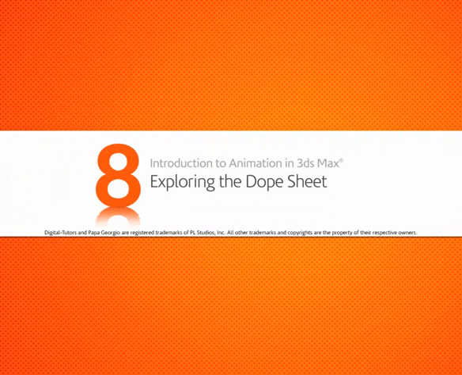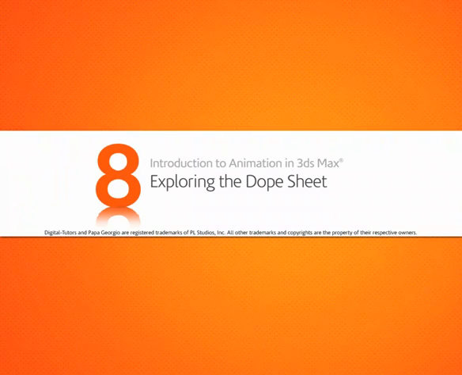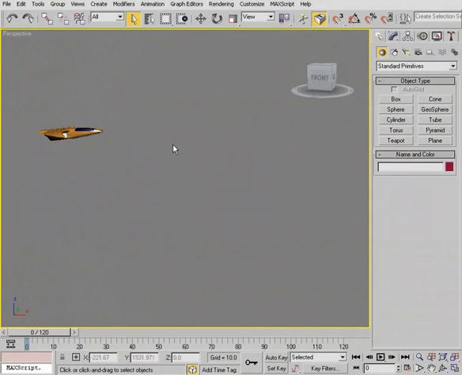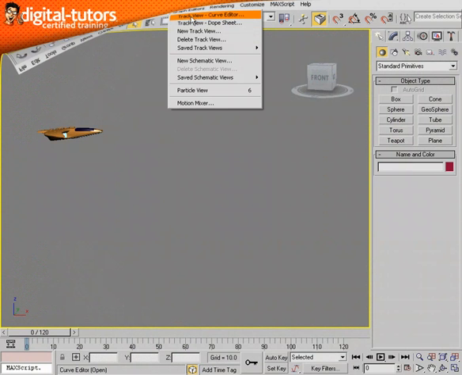In this lesson, we'll start the process of delving into Max's track views, and we'll begin with the dope sheet. The track views are where we'd go to polish our animations. They're found under the graph editor's menu. Notice there are two, the curve editor and the dope sheet.